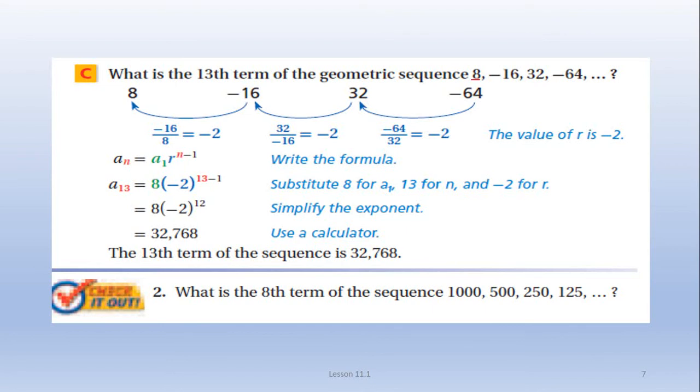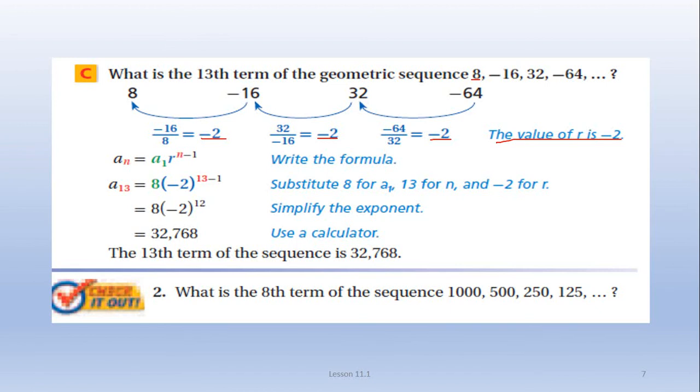8, as you can see, is the first term, which is a1. Now, to find the common ratio, as we did in example number 1, we divide each term by the one before. Negative 16 divided by 8 is negative 2. 32 divided by negative 16 is also negative 2. Negative 64 divided by 32 is again negative 2. So the value of r is negative 2.